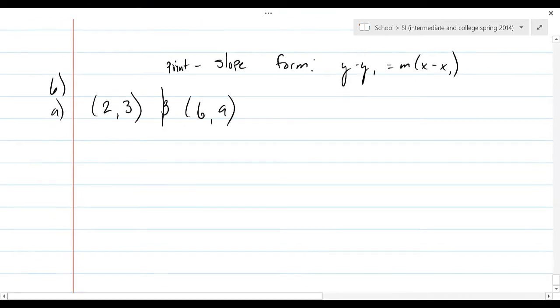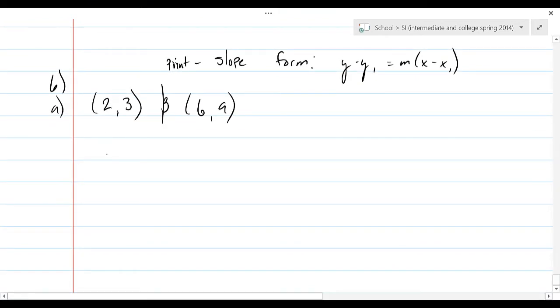Okay, so we've got y. I guess we should find the slope first, huh? Because we don't have a slope. We've got 2 points to pick from, which we could choose either one. But we do not have a slope. So let's find the slope.